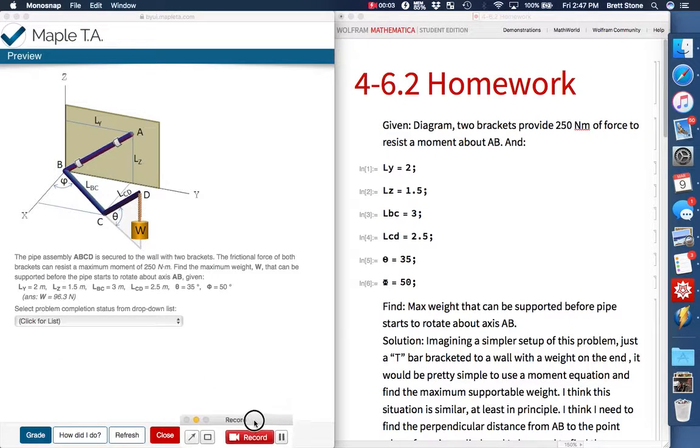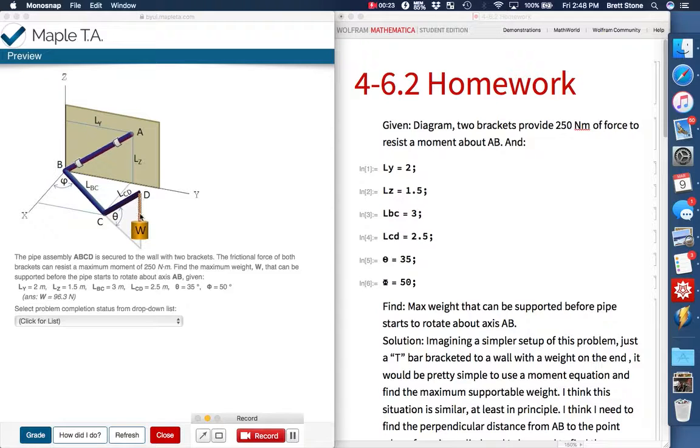Hey guys, so this is for Unit 4.6. That's the review unit, and this is homework 2 on it. So we have this funky pipe that has these strange angles in it, and it's bracketed to the wall here on the ZY plane.